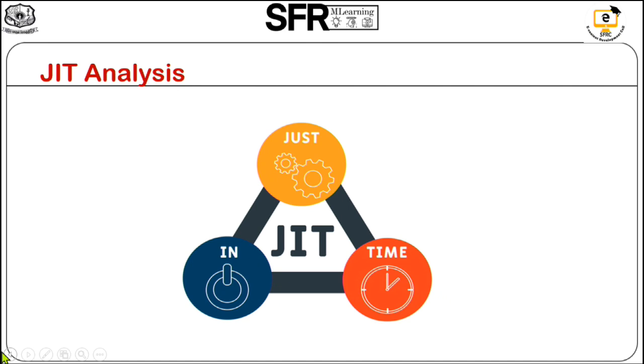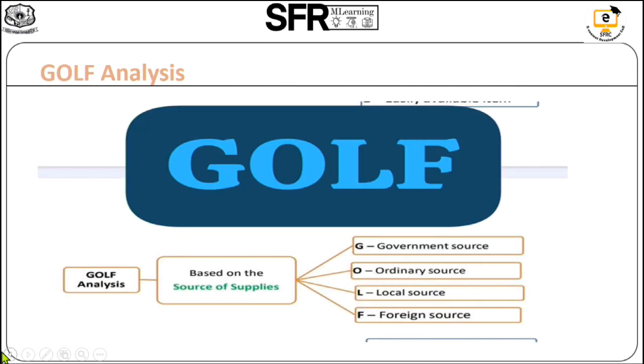Just in time analysis is very optimum for the industries where they can arrange for the inventory easily, and they will be adopting this type of inventory control. And next you have is Gulf analysis.